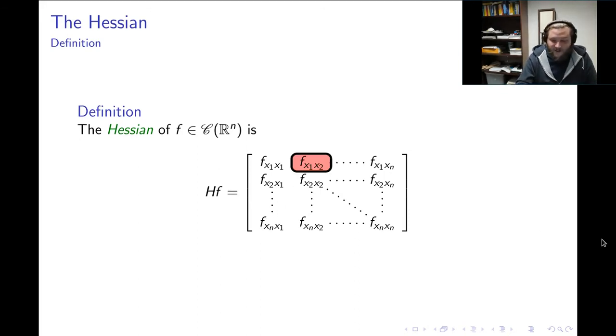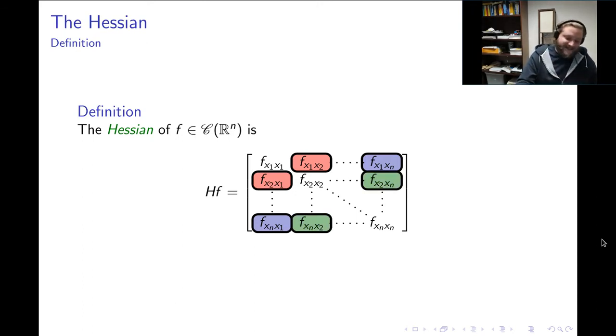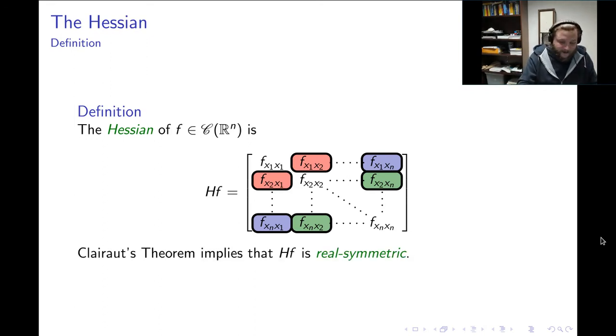So f sub x1, x2, that's the same as f sub x2, x1. F sub x1, xn, that's the same as f sub xn, x1. F sub x2, xn, that's the same as f sub xn, x2, so on and so forth. Well, if all of these entries across the diagonal are paired with one another, what does that tell us? That tells us that this Hessian matrix is a real symmetric matrix. So that's by Clairaut's theorem. Clairaut's theorem tells us that the Hessian derivative of a scalar field is an n by n real symmetric matrix, and we know a lot about real symmetric matrices.